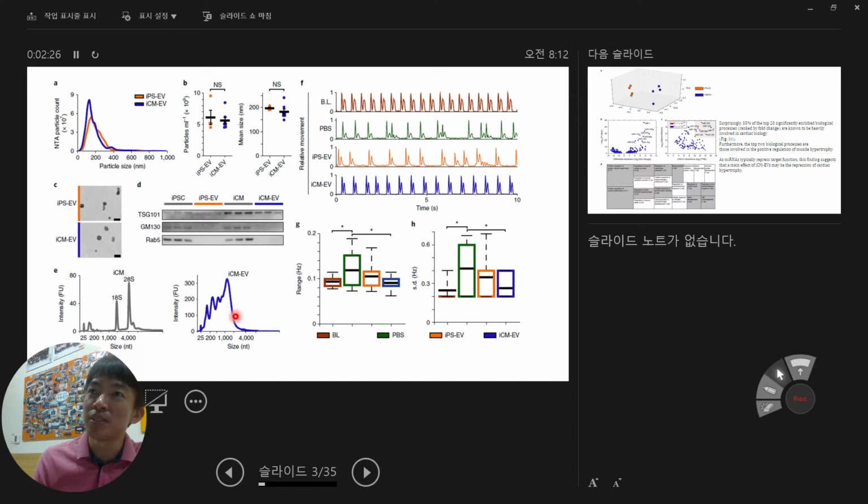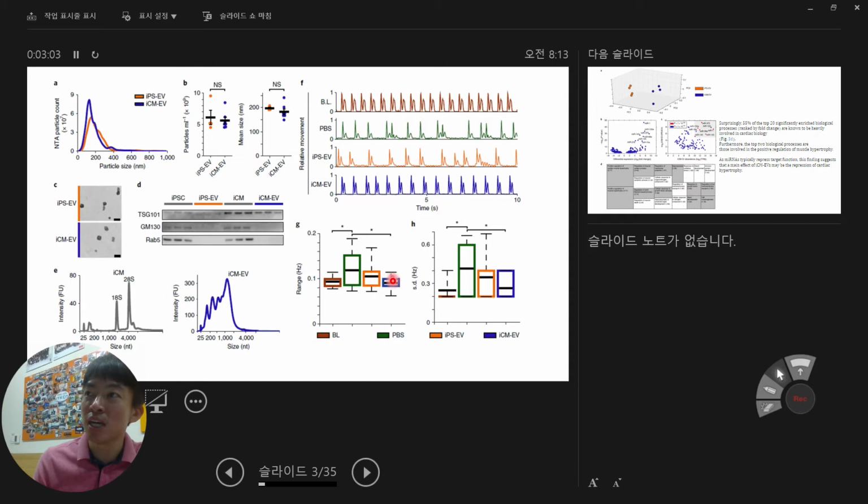So this is PBS after cardiac infarction, and then they inject iPSC EV and ICM EV. As you can see, this is normal. When they inject only the ICM EV, the rhythm is retrieved, but in the infarcted group, the rhythm never recovers with the iPSC EV. So this can be converted to this one. And this is some quantification of the images. They found that the ICM EV is working.